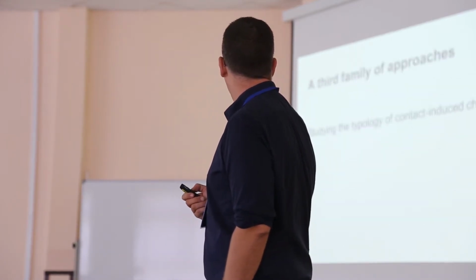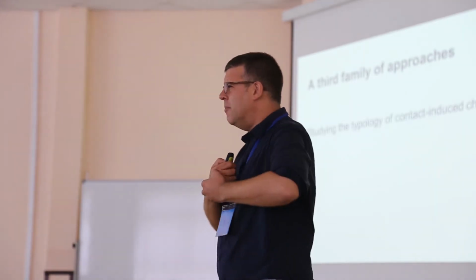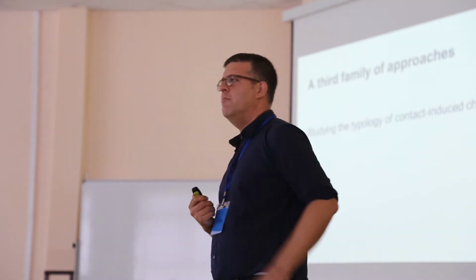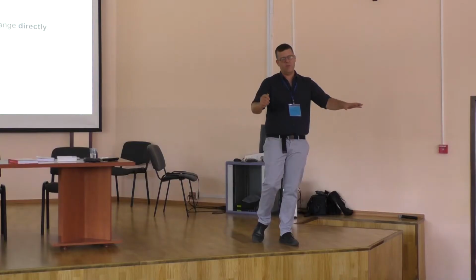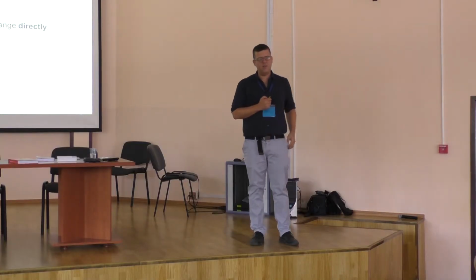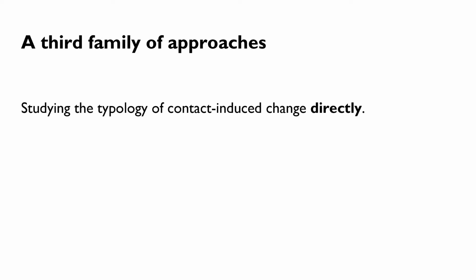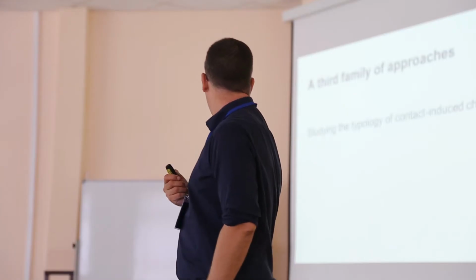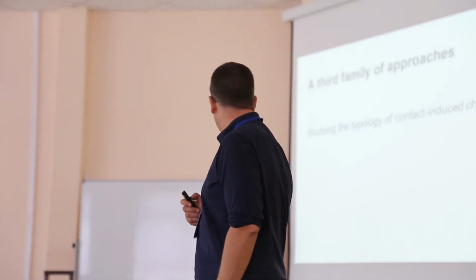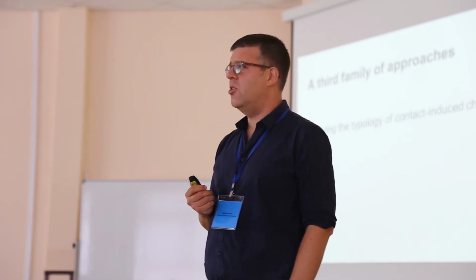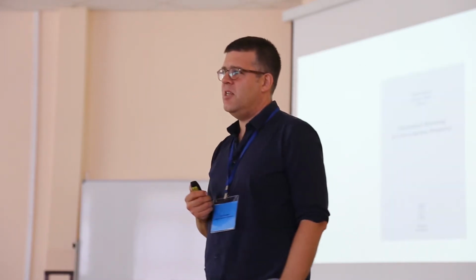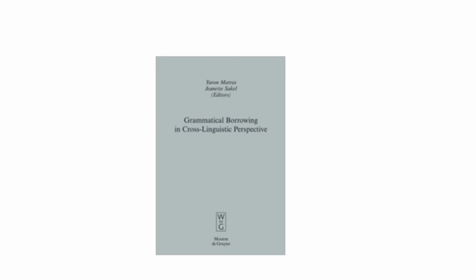So, okay. And the third family of approaches, so we have the classical Greenbergian approach, which is to try to get rid of language contact because it's a confound if we're looking for universals. The second one is to target the effects of language contact by looking at areality. And the third is by really studying it directly in a typological way. So I'm going to talk about some examples. One is this 2007 book edited by Matras and Sakel called Grammatical Borrowing in Cross-Linguistic Perspective.